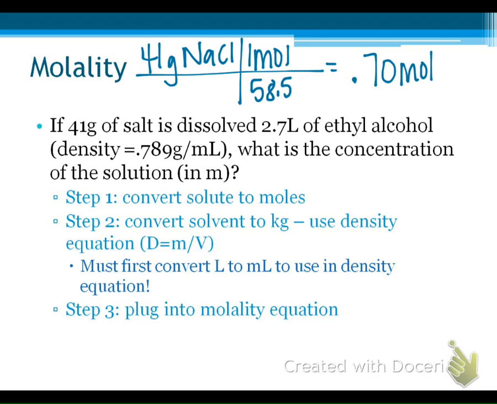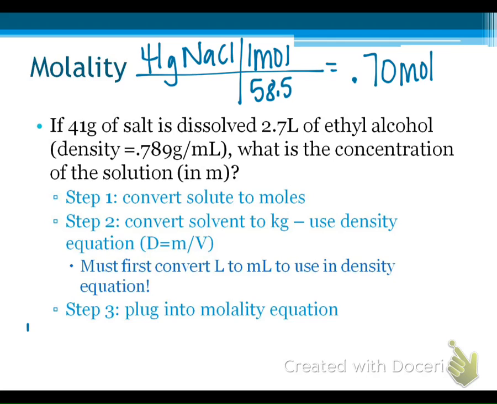First thing that we need to do is convert this liters back to milliliters so we can use our density equation, because in our density value, we were given grams per milliliter, and this is in liters, and those two don't match up. We've got to put that in milliliters first, okay? So 2.7 liters is equal to how many milliliters? 2,700, if we move it 3 places to the right.